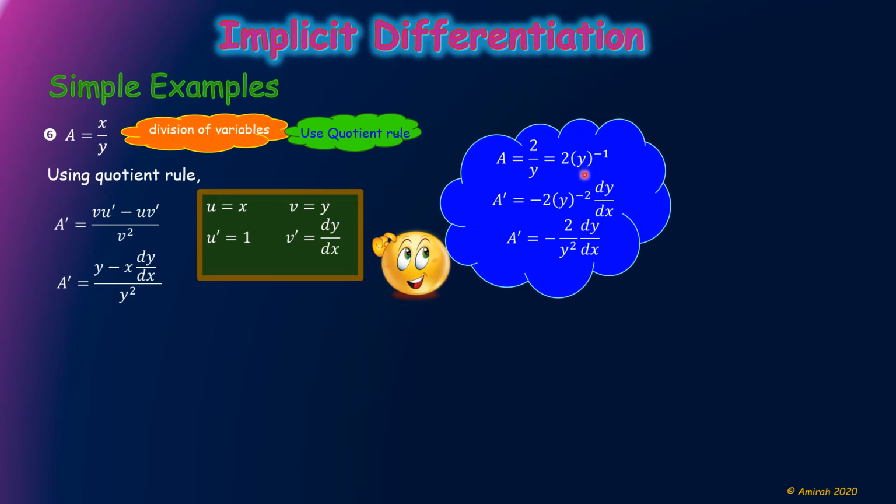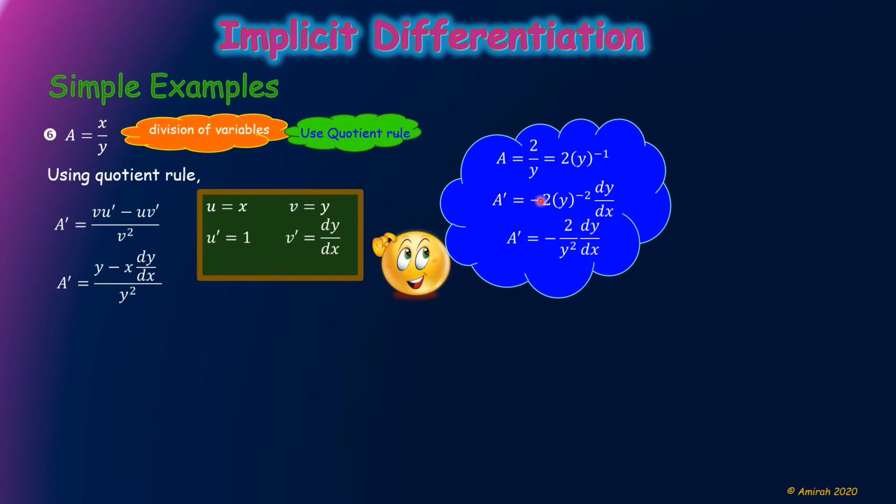And then we differentiate the bracket. We differentiate y, so it becomes dy over dx here. Right? And in between is a multiplication operation. After that, we can write A prime equals negative 2. We move y to the power of negative 2 to the denominator, so we have y squared here. So the answer when we differentiate A, we have A prime equals negative 2 over y squared dy over dx.